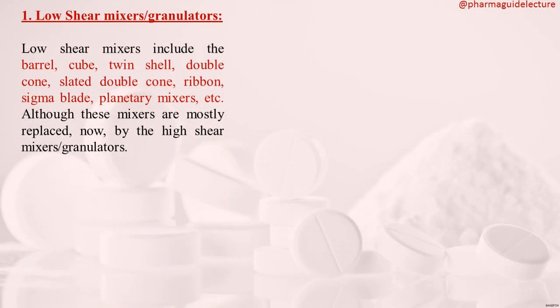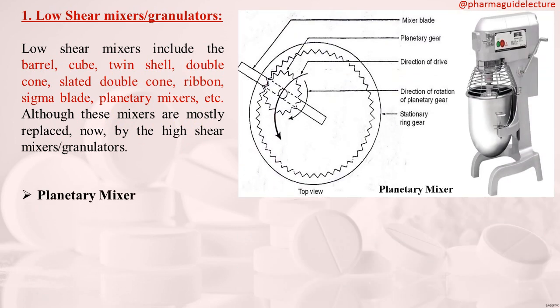Now, low shear mixer granulators. Low shear mixers include the barrel, cube, twin shell, double cone, slanted double cone, ribbon, sigma blade, and planetary mixers. Although these low shear mixers are mostly replaced by high shear mixer granulators. We'll discuss the planetary mixer. You can see the top view of the planetary mixer as well as the complete equipment. The planetary mixer is used for the wet massing of powders.